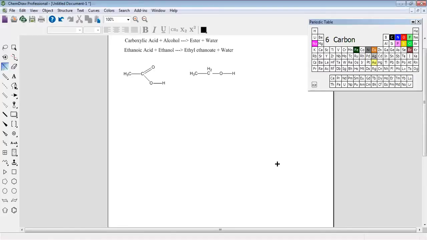There is one O in the alcohol and there are two O's in ethanoic acid. But remember, if oxygen has two bonds, oxygen has completed its number of bonds.